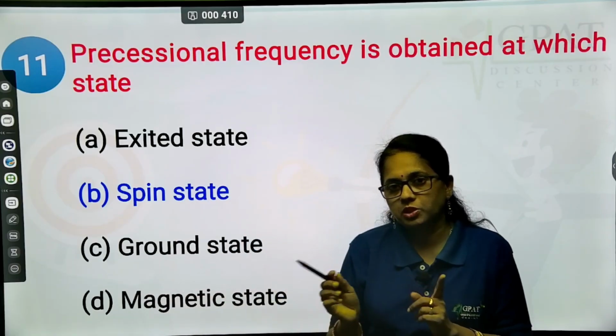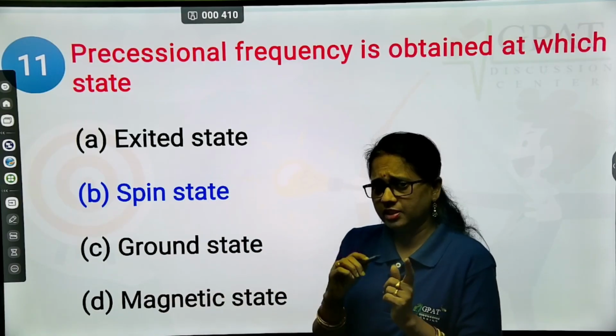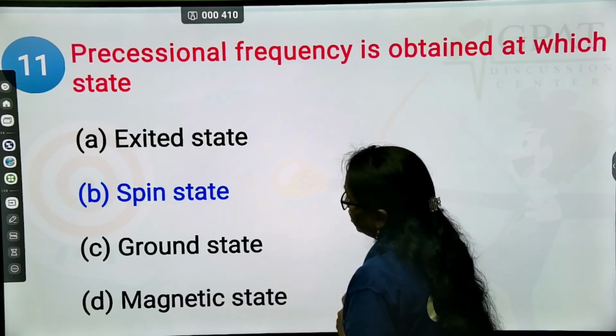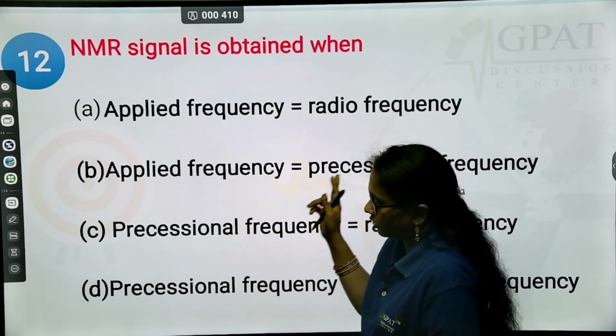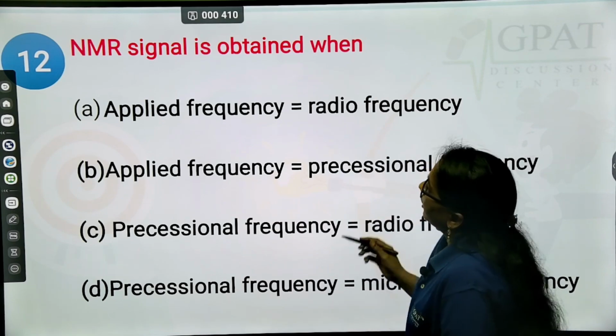So the terms like Larmor frequency and the Larmor equation are also related to NMR. We are going to see that in the spin state only, we are going to observe this precessional frequency. Okay, let us move to the next question.